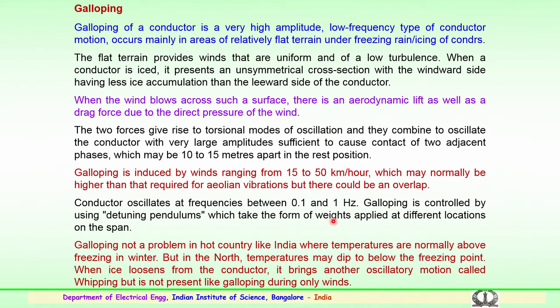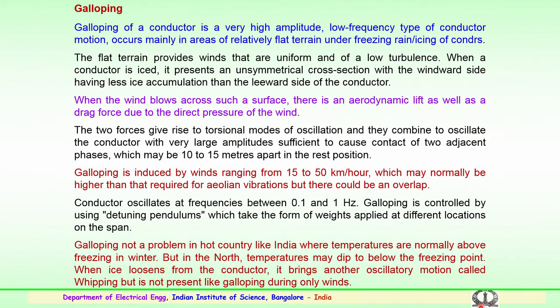So, there it was 20 hertz, here the conductor could oscillate at less than 1 hertz. So, galloping is controlled by using detuning pendulums. Earlier we used vibration dampers, here detuning pendulums, which take the form of weights applied at different locations on the span. So, the weights are intentionally added to detune the oscillations because of the galloping.